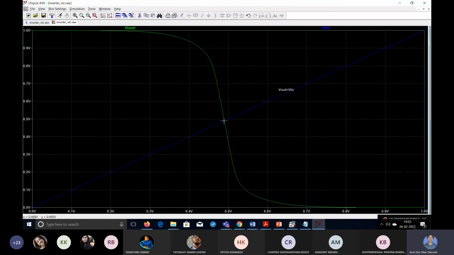This point is providing the value on the x-axis. If you draw the perpendicular from this point, wherever it is cutting, that voltage is basically the switching threshold of this circuit. Switching threshold is decided by this point.